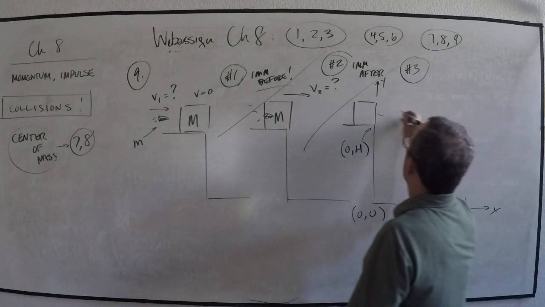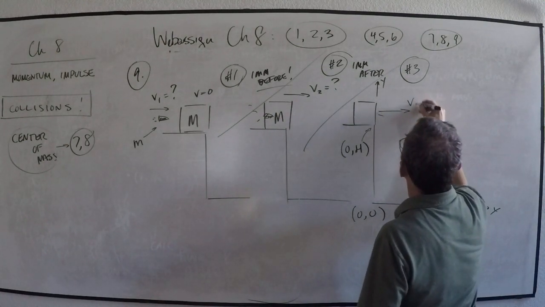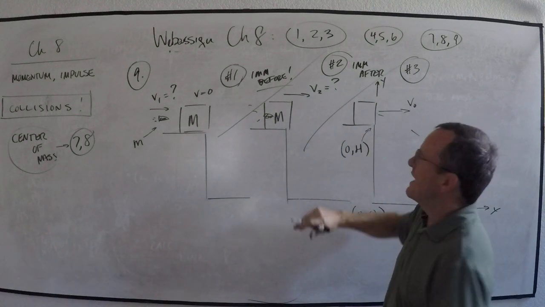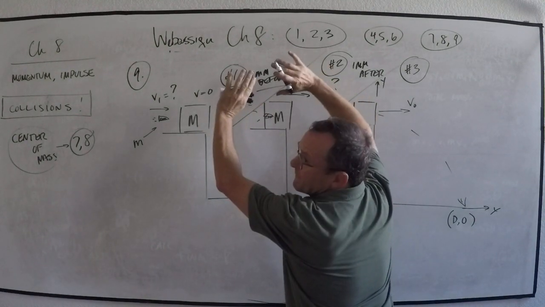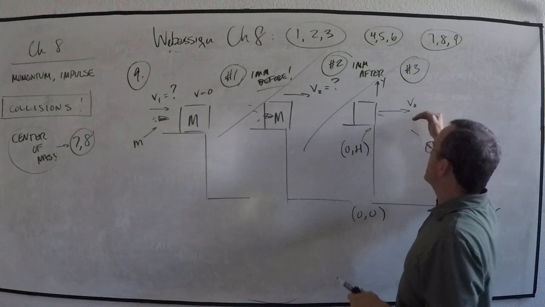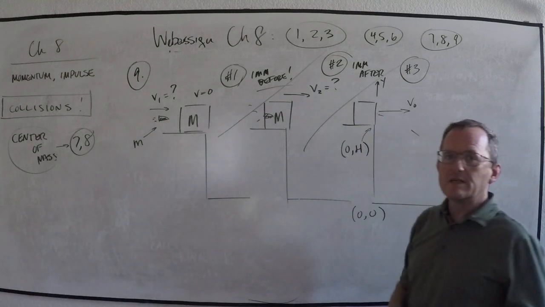Label your coordinates. Label your speed. So this is going to be v0. But what do you know about v2 and v0? They are the same thing. We're transitioning from collision problem to projectile motion problem. This velocity is the same as this velocity.